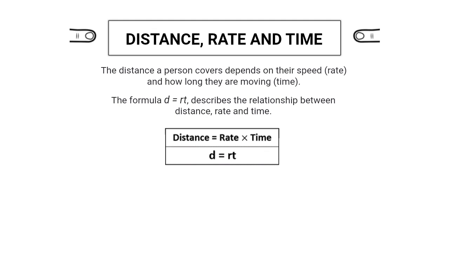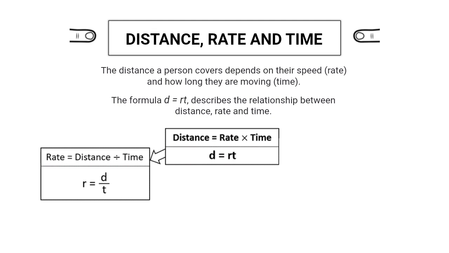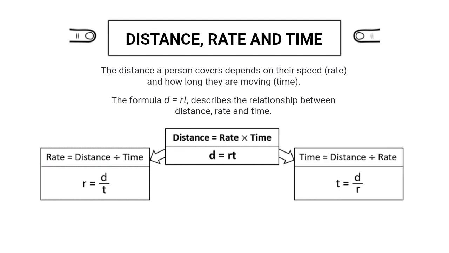And if you rearrange this formula, you'll end up with two other relationships. In other words, the rate or the speed at which you're going is equal to the distance divided by time. And the other relationship that comes from this formula is time is equal to distance divided by rate.